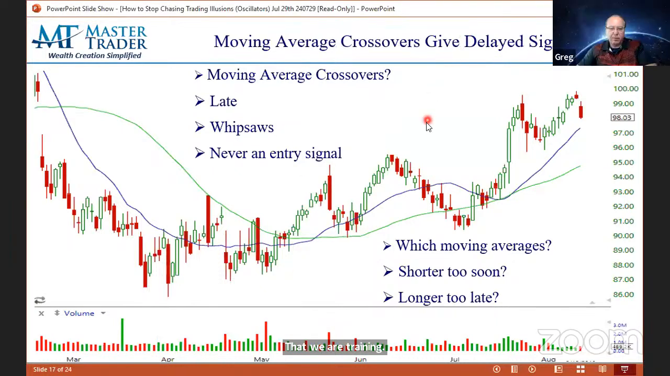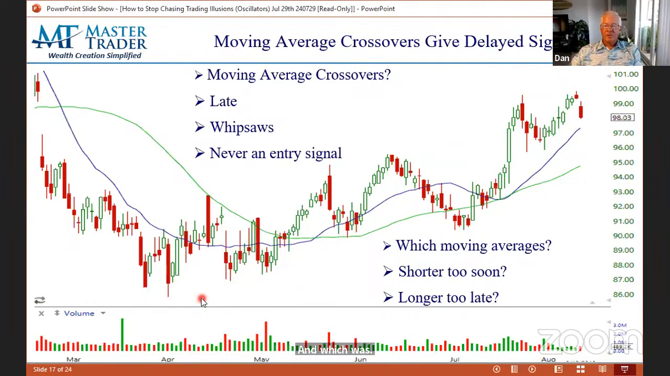So here, looking at one time frame, which was the purpose of that. All right, here's an example of moving averages and crossovers. They're late, whipsaw, there's no entry. All these are telling me is I have a short to intermediate term downtrend.